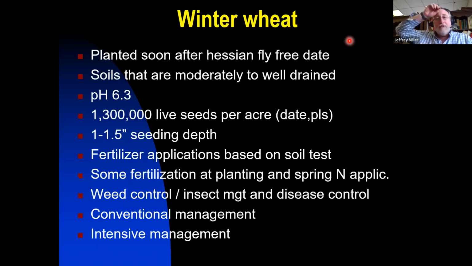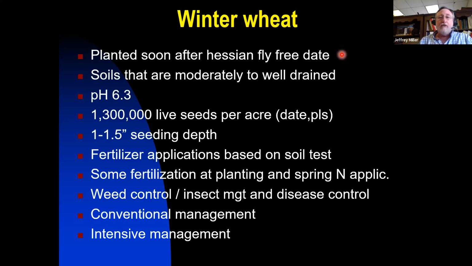So fertility is just one aspect of growing a crop, and you really have to do all the best management practices to come up with the best yields, including the fertility piece. So I want to, for each of the 4 crops that I'm going to discuss, talk to you about some of those best management practices.